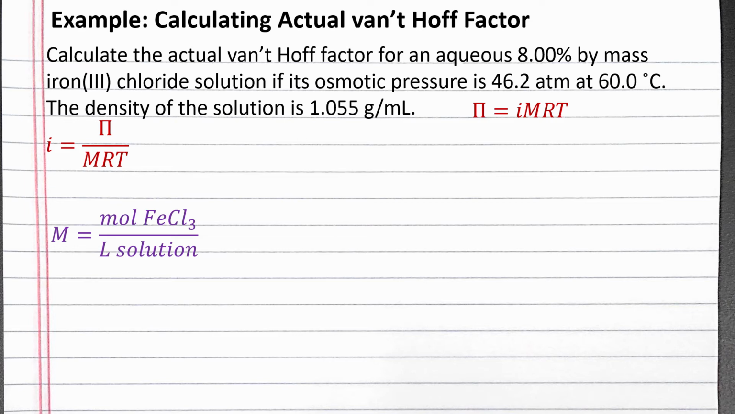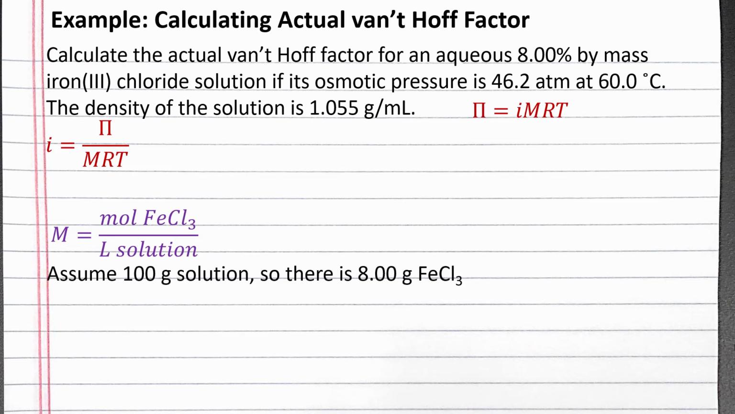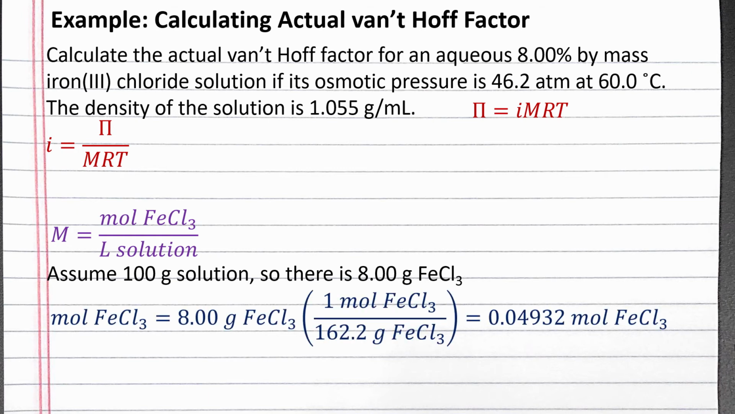Since grams of solution are in the denominator for percent by mass, we can assume we have 100 grams of solution. If we have 100 grams solution, and 8.00% of the solution by mass is iron(III) chloride, then we have 8.00 grams of iron(III) chloride. We can convert grams iron(III) chloride to moles using dimensional analysis and the molar mass of iron(III) chloride. We should have 0.04932 moles iron(III) chloride.